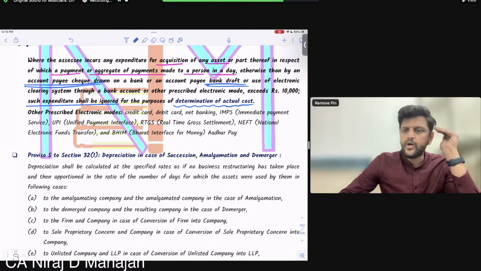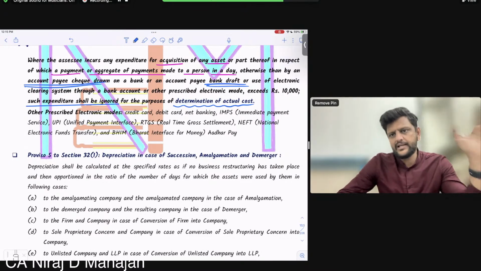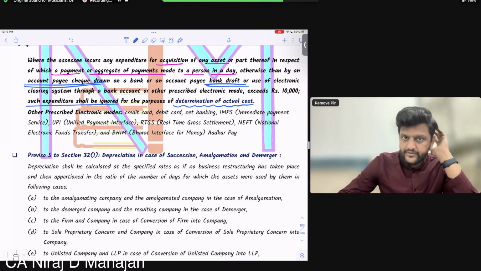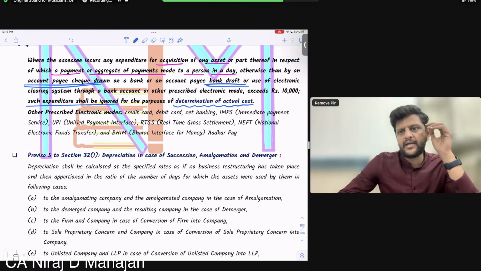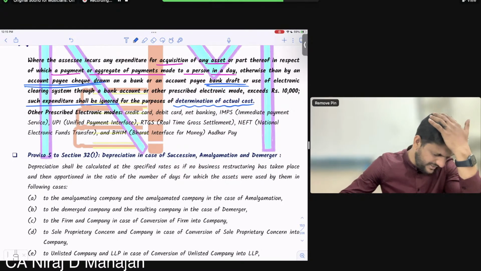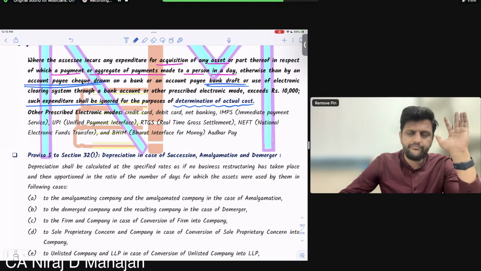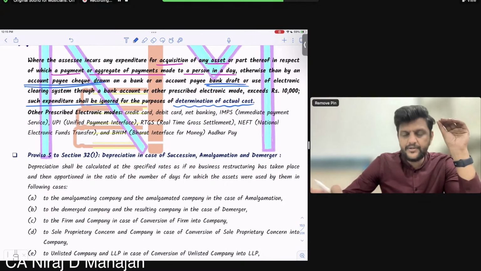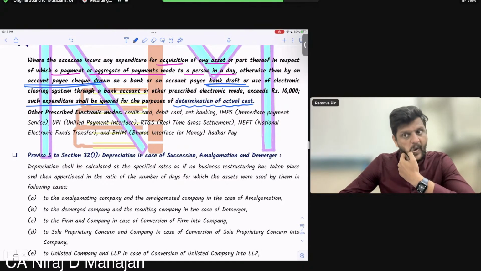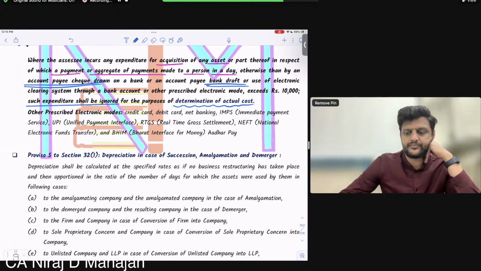Means what? You can't do a cash transaction of more than 10,000. If you buy an asset for which you are paying cash of more than even 10,000 rupees, whatever you paid in cash, 15,000, 20,000, 1 lakh rupees, will be completely not considered as the cost of the asset. Did you understand or no?